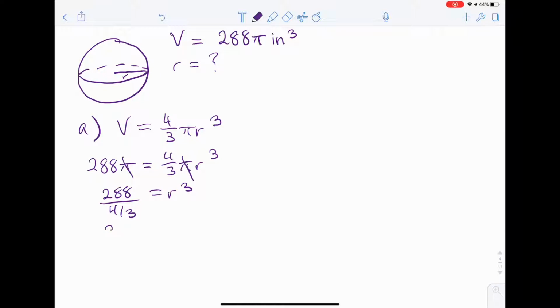So then we have the cube root of 288 over 4/3. That works out to be 6. So the radius is 6 inches. So now we know the radius.